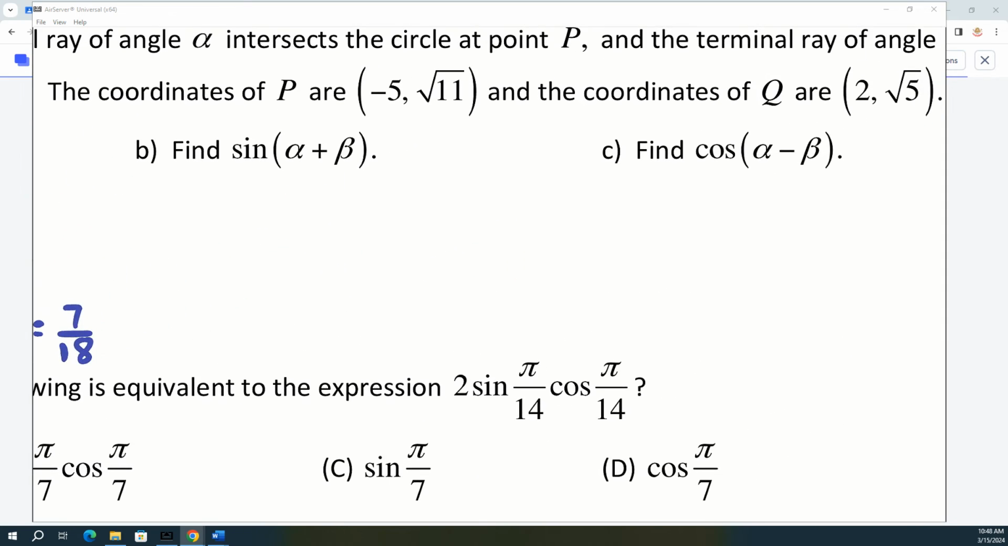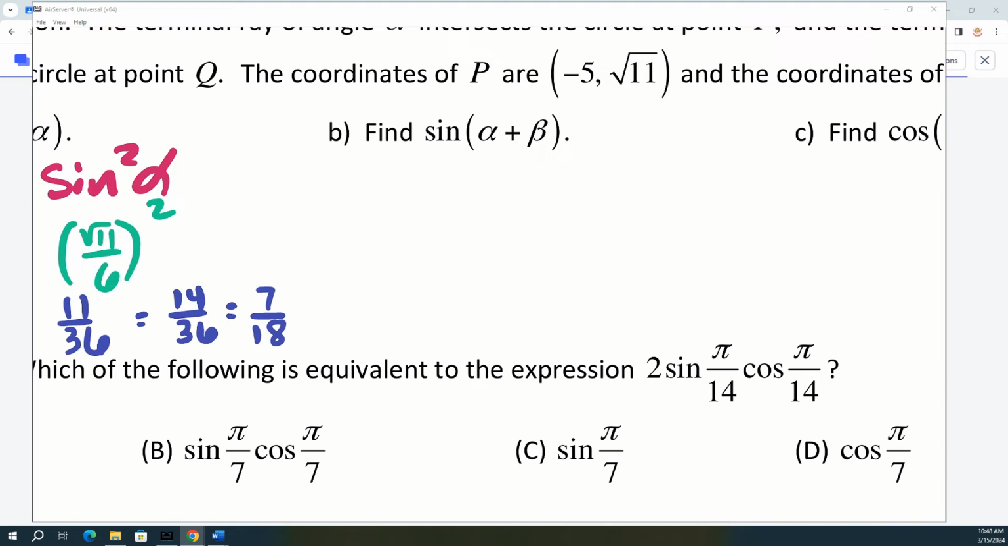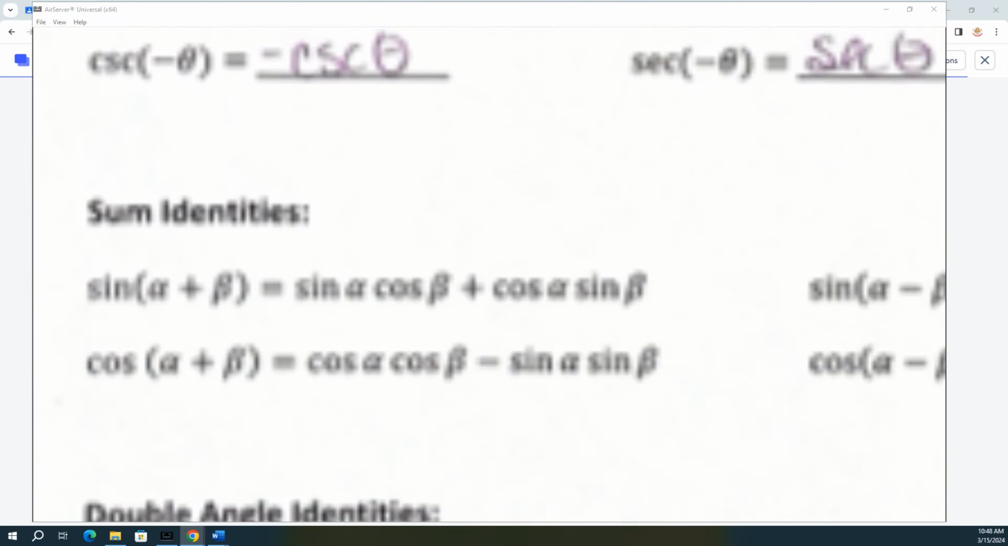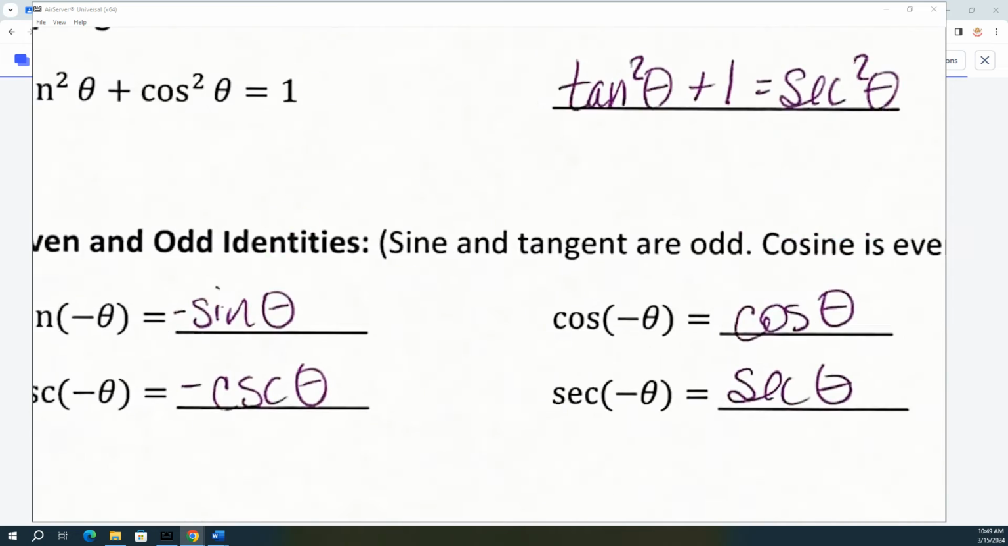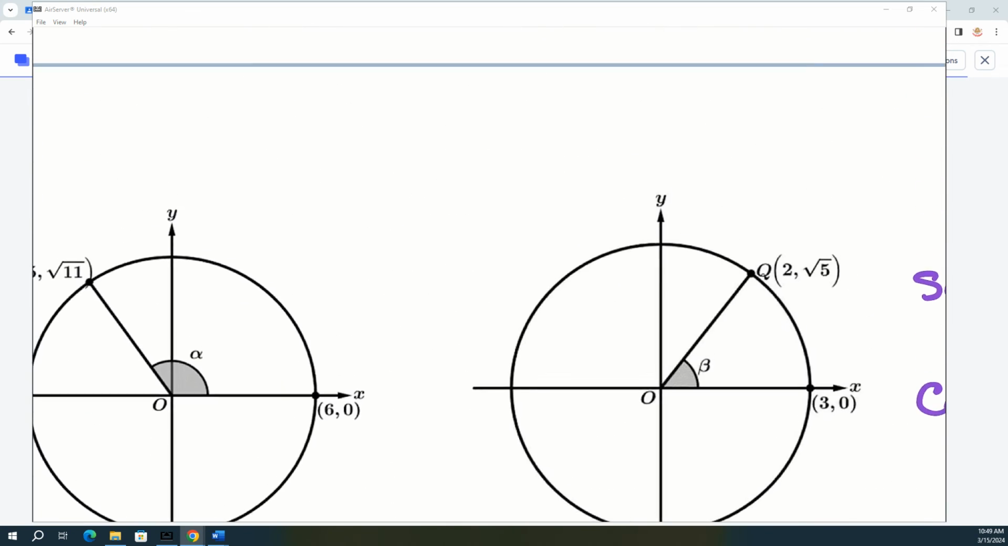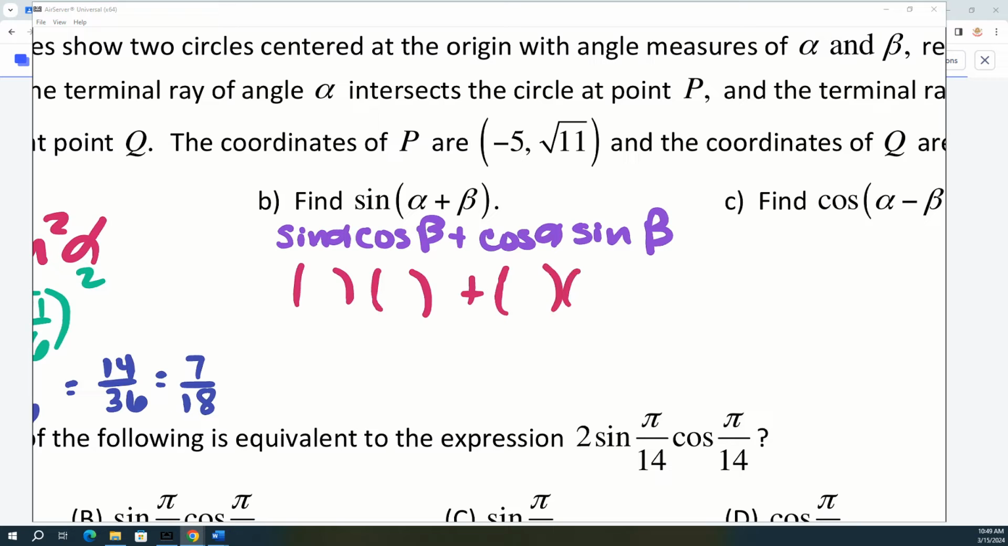All right, so on B, we're going to find the sine of an angle that would be if I took alpha and I added beta to it. So let's write down the identity. It's one of the new ones from today. So, this guy. And we're going to go back and just fill in those 4 values that we found at the beginning of this problem.